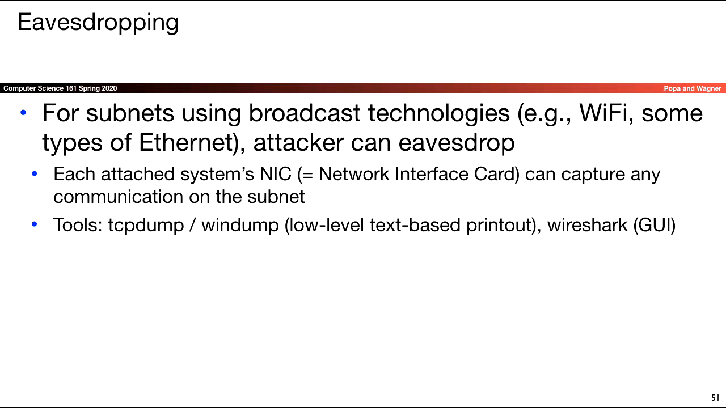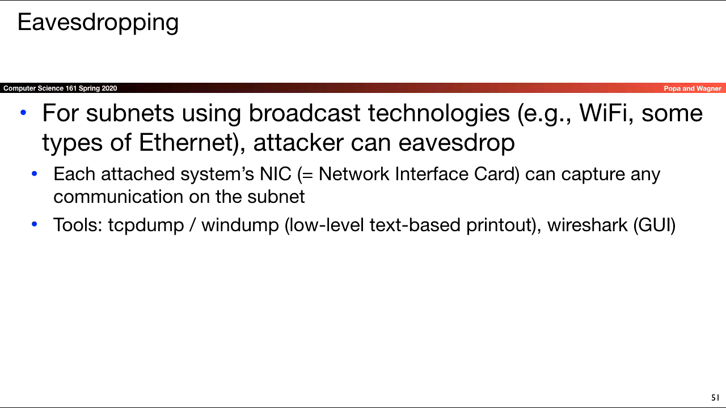Wi-Fi and Ethernet are fundamentally a broadcast medium. Like with Wi-Fi, I'm using my radio and sending radio signals, and so that's being broadcast to anyone who's within range. What that means is anyone within range can listen to what packets I'm sending, even if they're not destined for them. They can still listen and pay attention to what I'm sending. So we call that eavesdropping.